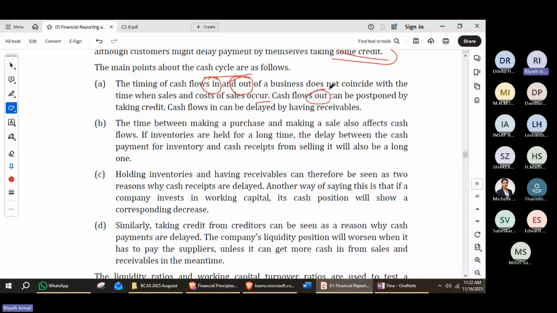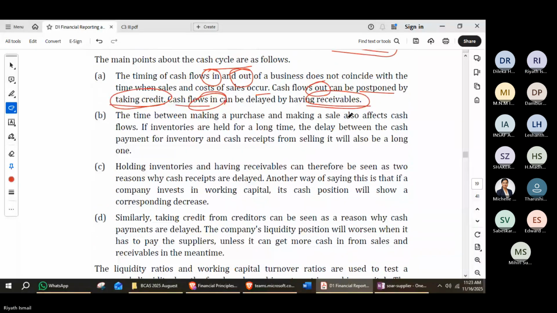Cash flows out can be postponed by taking credit, right? You can apply for a credit term. Cash flow in can be delayed by having receivables. The time between making a purchase and making sales also affects cash flows.